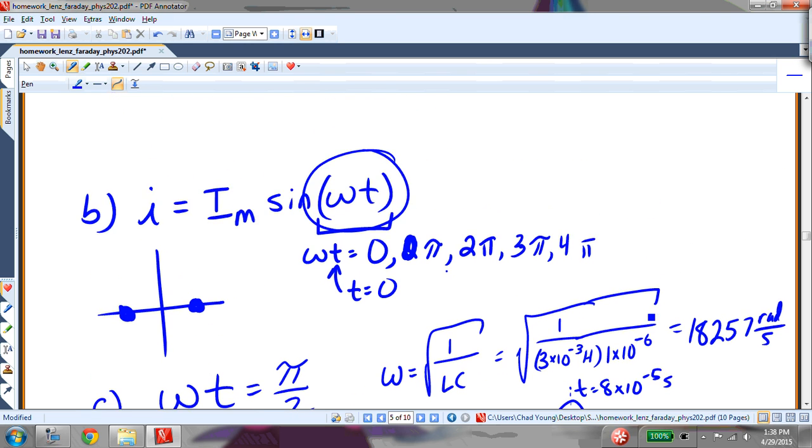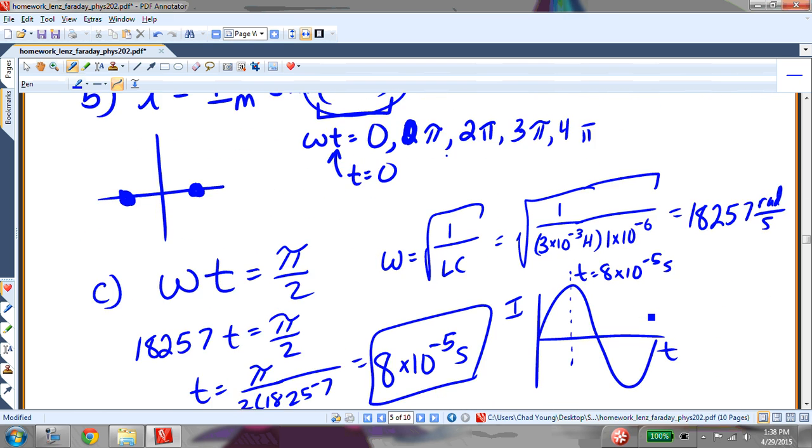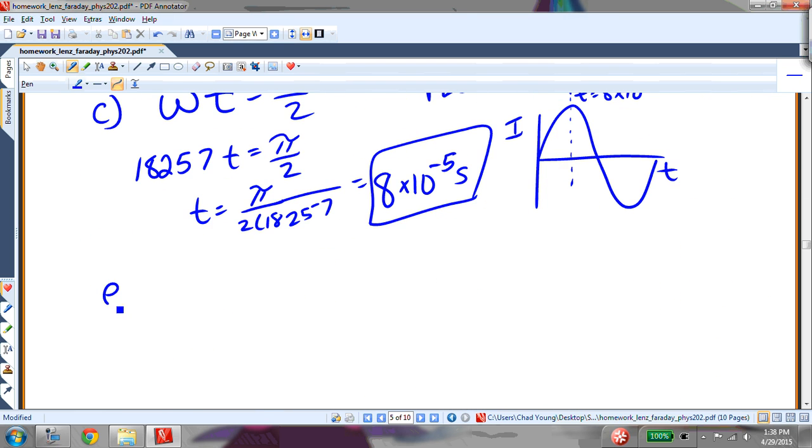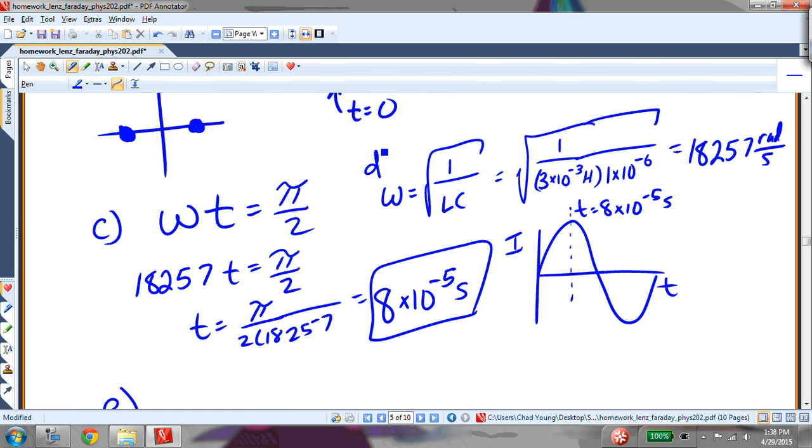That's part C. Part D, what is the angular frequency for the oscillating current? All right, I've already answered that. That's that 18,257 radians per second. And then what is the charge and what is the current in the circuit at these particular times? So if I want to know the charge, I think this was E. And remember, this part right here is D. I had to find the angular frequency already.